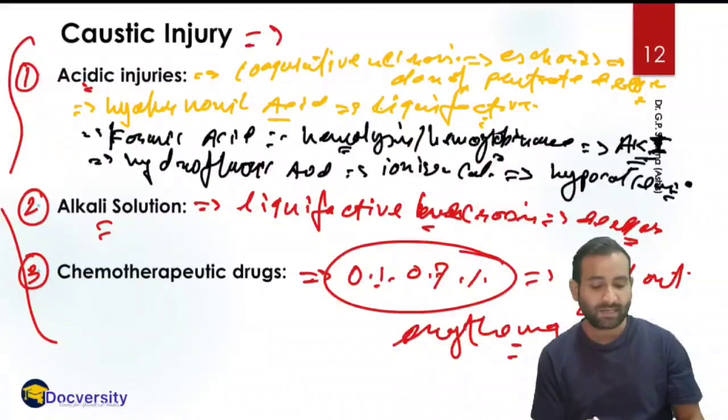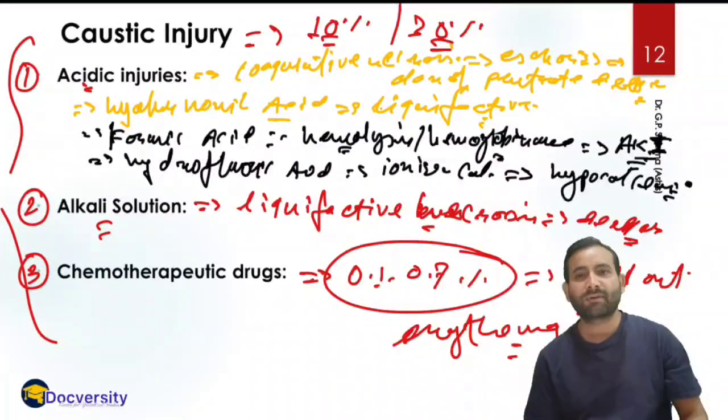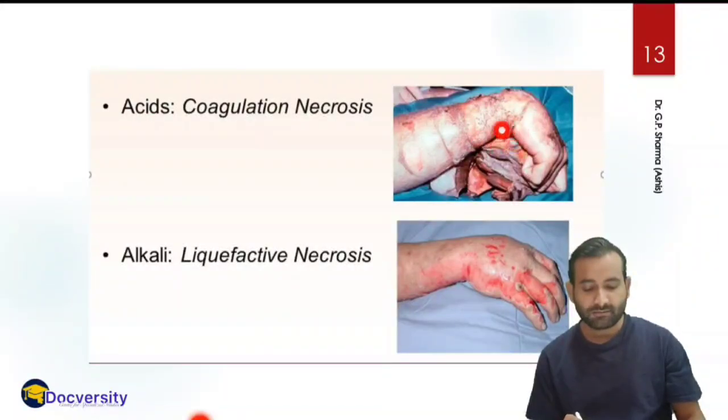So overall, caustic injury produces about 10% of burn injuries, and about 30% of burn-related deaths are caused by caustic injury or chemical burns. Hope you understand, right? You can see the picture over here. Acid burn produces coagulative necrosis, alkali burn produces liquefactive necrosis. From the outside you see nothing, but there is deeper tissue injury in the alkali burn. But with acid, you can see from outside that there is coagulative necrosis, right?